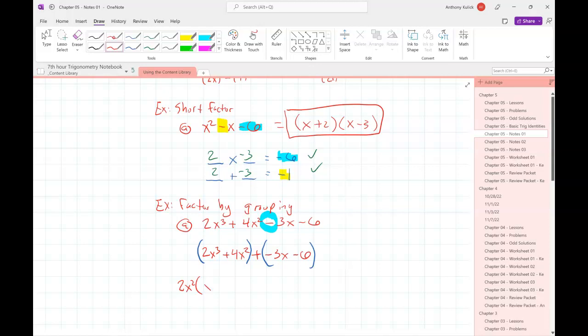When I factor that 2x squared out, what does 2x cubed become? x. And what does 4x squared become? 2. Then I'm going to copy the plus sign. I'm going to do the same thing now for negative 3x minus 6. What's the greatest common factor here? Negative 3. When I factor that negative 3 out, negative 3x becomes x, and the negative 6 becomes plus 2. Very good.